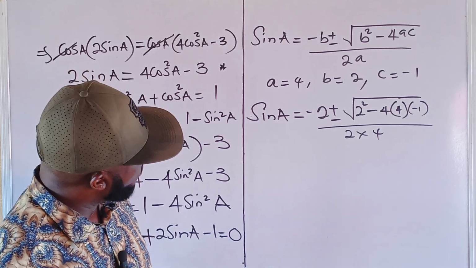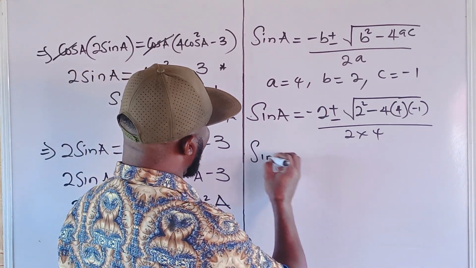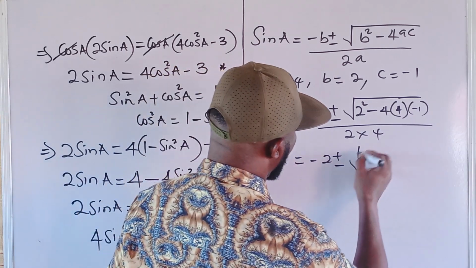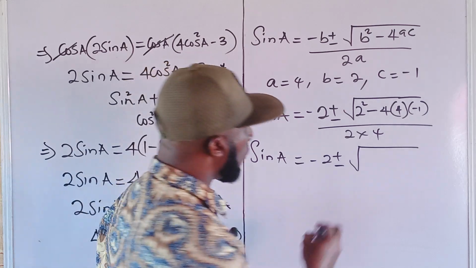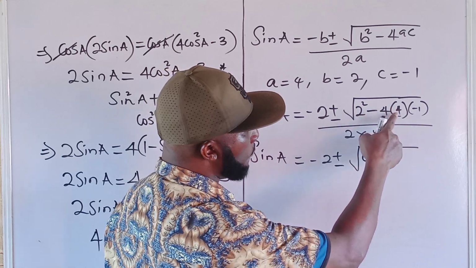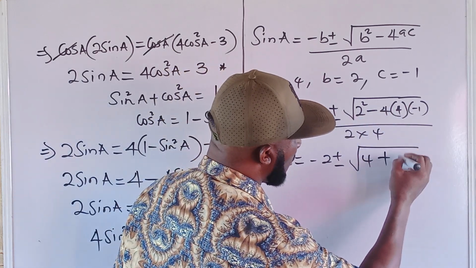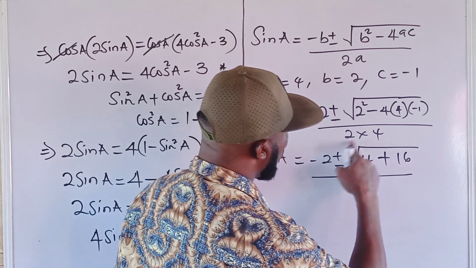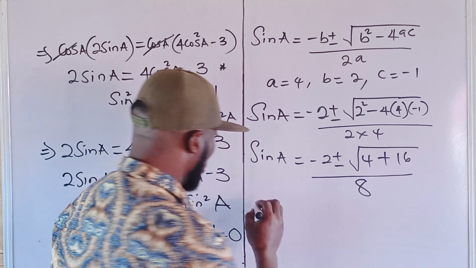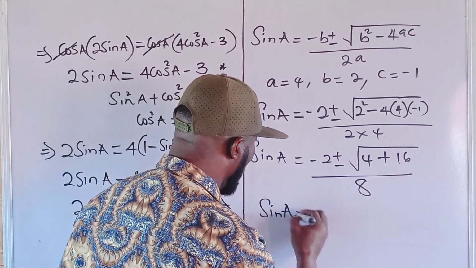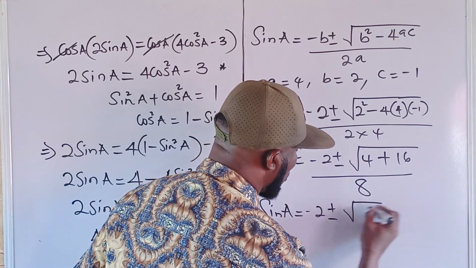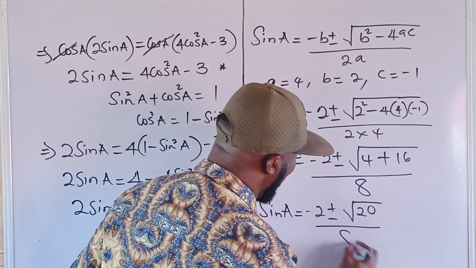Now we do a cleanup. So the sine of angle A is going to be negative 2 plus or minus the square root of 2 squared, which is 4. Because of this negative sign here, negative 4 multiplied by negative 1 will give us positive 16. 2 multiplied by 4, that's 8. So the sine of angle A would now be negative 2 plus or minus the square root of 20, all upon 8.